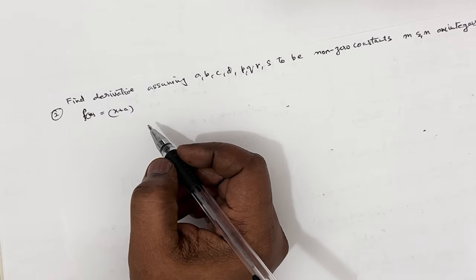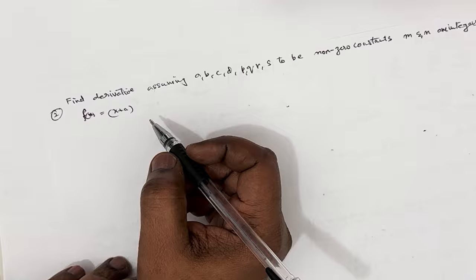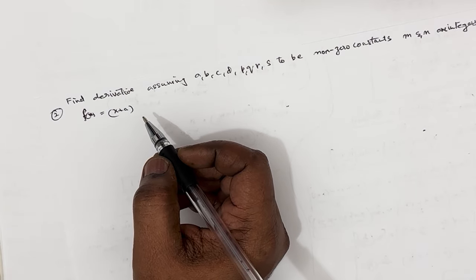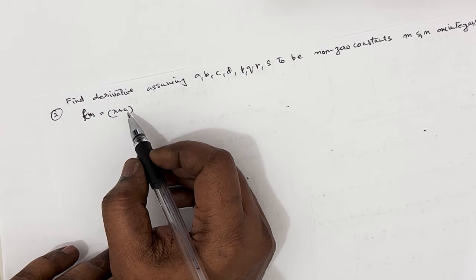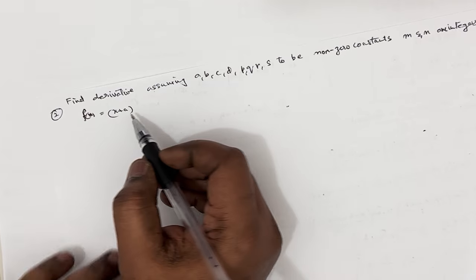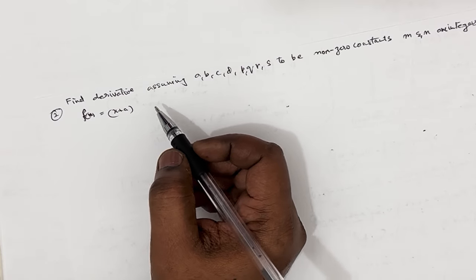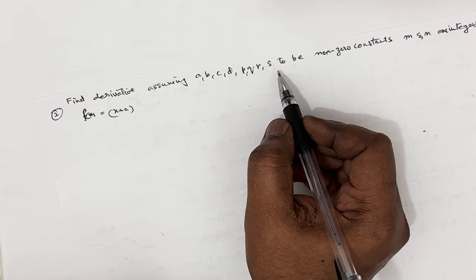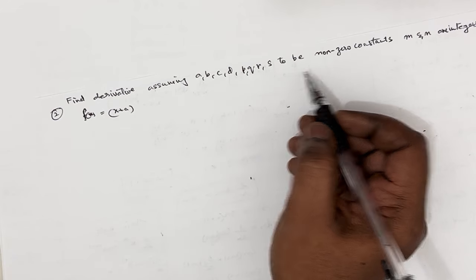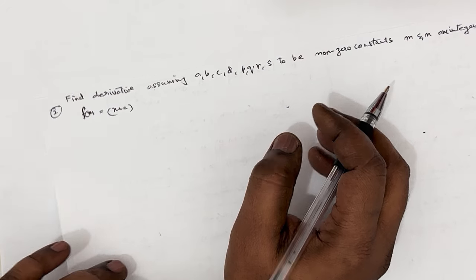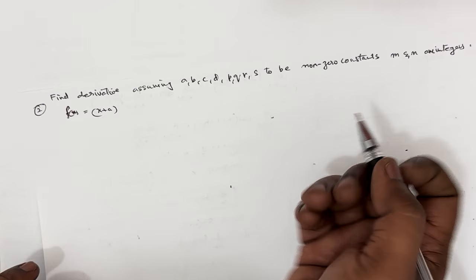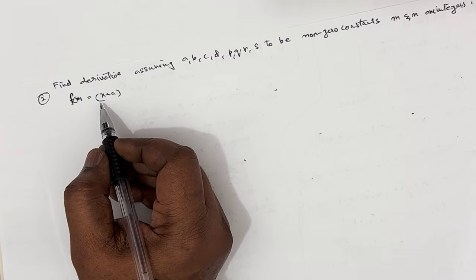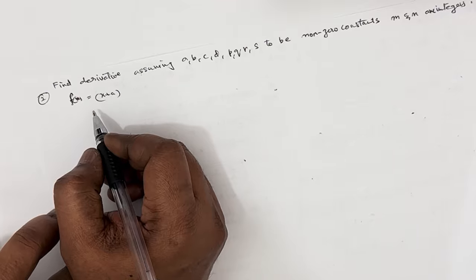Let's do the next one, that is the second problem. Here, find the derivative. This is using the general method, not first principle. Assuming that a, b, c, d, p, q, r, s are all non-zero constants, some constant numbers, and m and n are some integers. Those are also numbers, no problem. So only x is a variable. Remaining all are assumed to be constants.